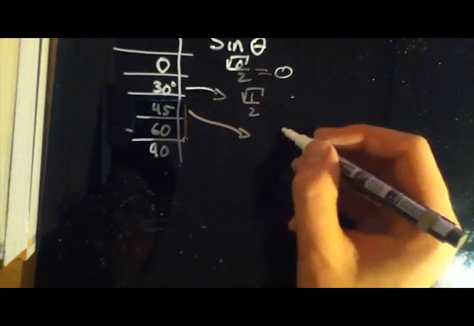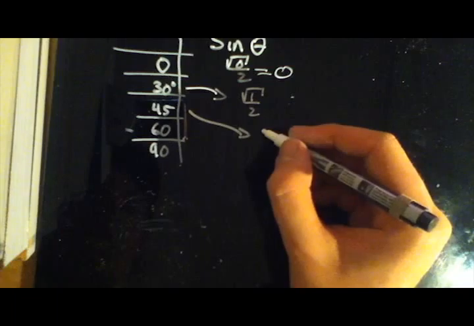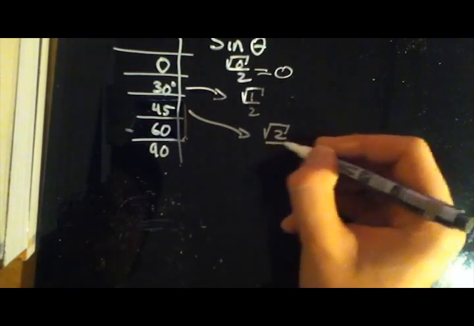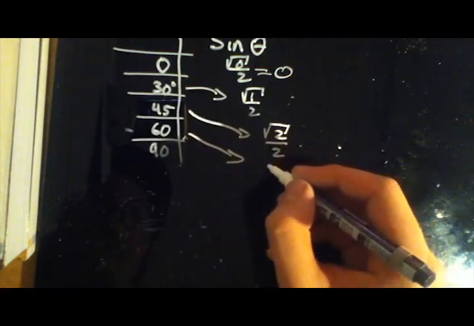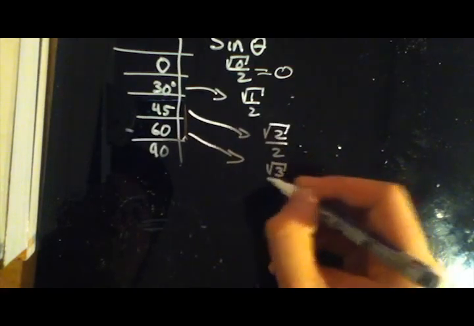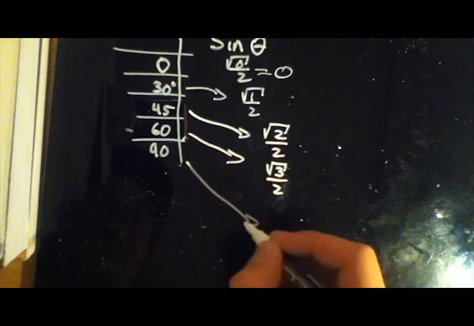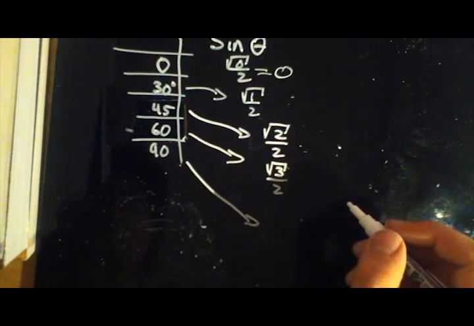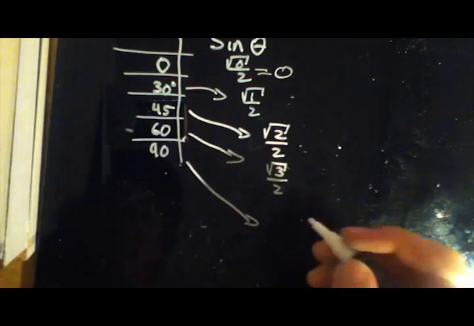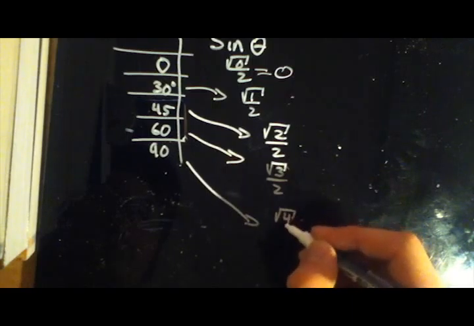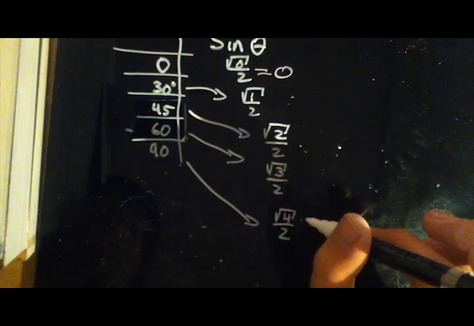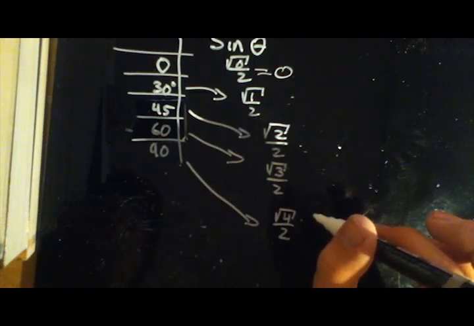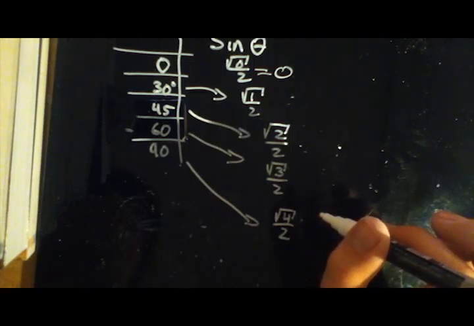What's the sine of 45? That's the square root of 2 over 2. What is the sine of 60? That's the square root of 3 over 2. What's the sine of 90? Well, hang on a second. You might be thinking that it's 1. Well, it's square root of 4 over 2. The square root of 4 is 2, and 2 over 2 is 1.